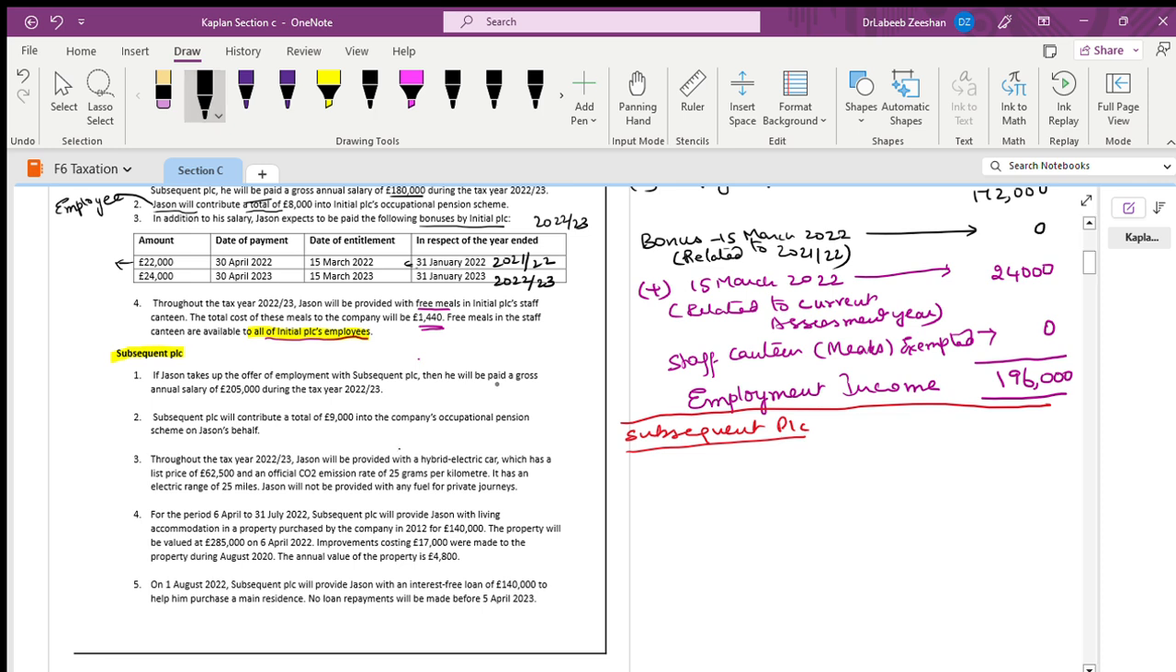If Jason takes up the offer of employment with subsequent PLC, then he will get a gross annual salary of how much? 2005 for the tax year. For the tax year, how much salary? It comes to 2005.